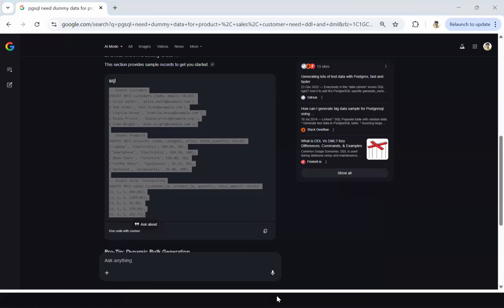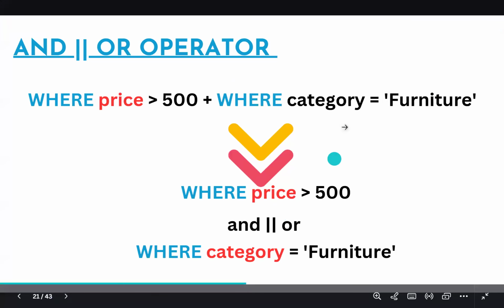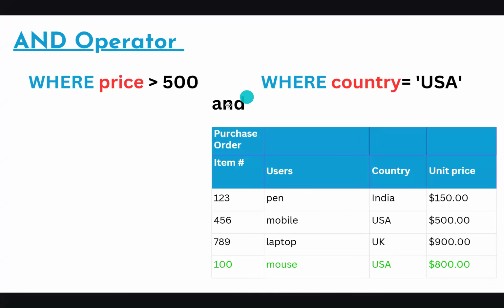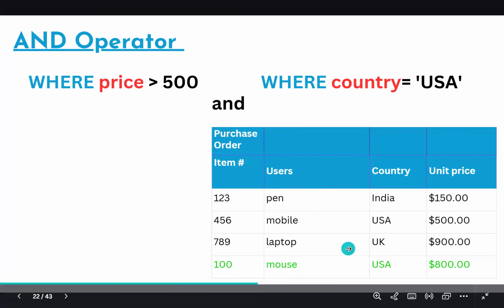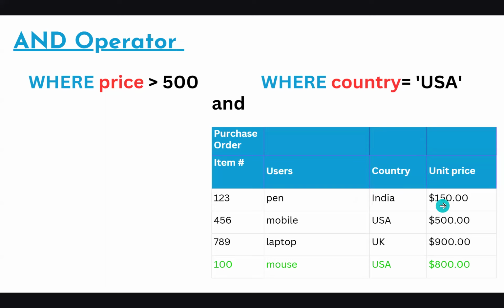Okay, let me go to the slide again. When I'm using the AND operator, both conditions need to be true, which means it should satisfy the first condition and it should satisfy the second condition as well. So you can see here, 150 is greater than 500, false. India equal to USA, false. False, false will become false.